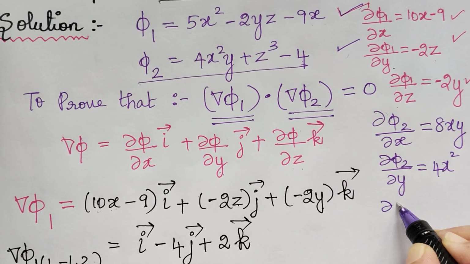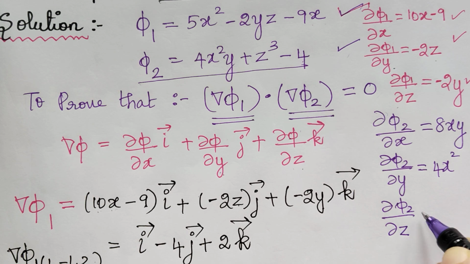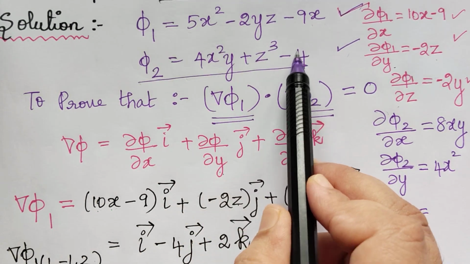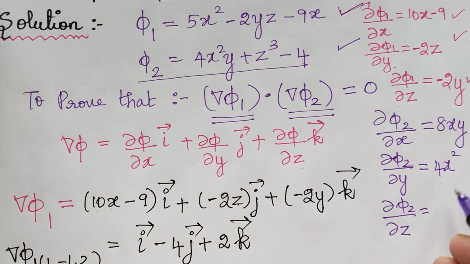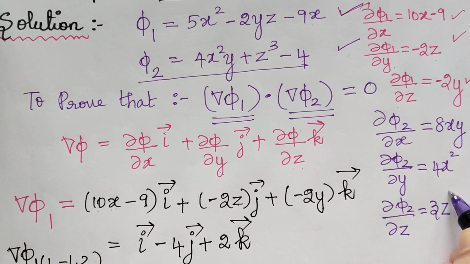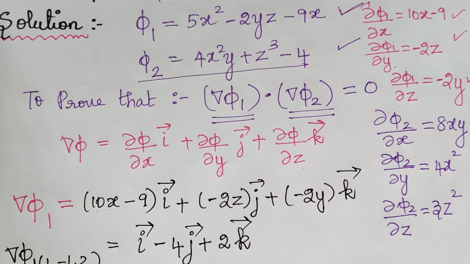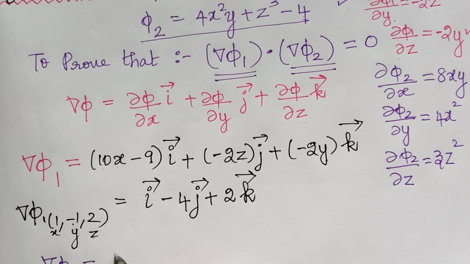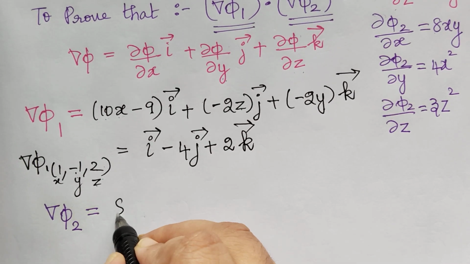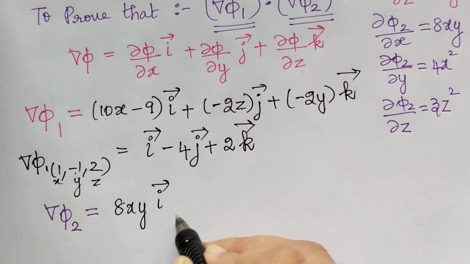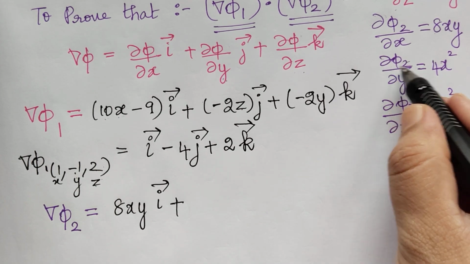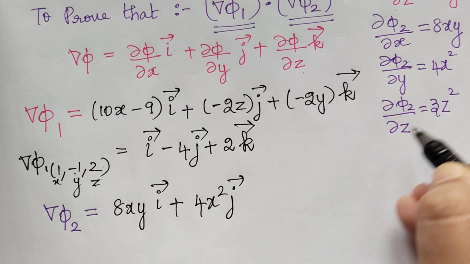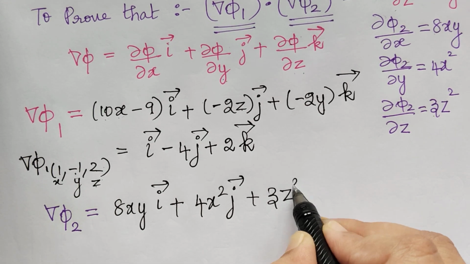And then partial differentiation of phi 2 with respect to z. That will be equal to the partial differentiation of this with respect to z. So these two terms become 0, and z cube you have here, and so its differentiation is 3z square. So these three values we have obtained. If you substitute dou phi 2 by dou x i vector, here you will be having 8xy i vector, and then plus dou phi 2 by dou y j vector, so 4x square j vector plus 3z square k vector.